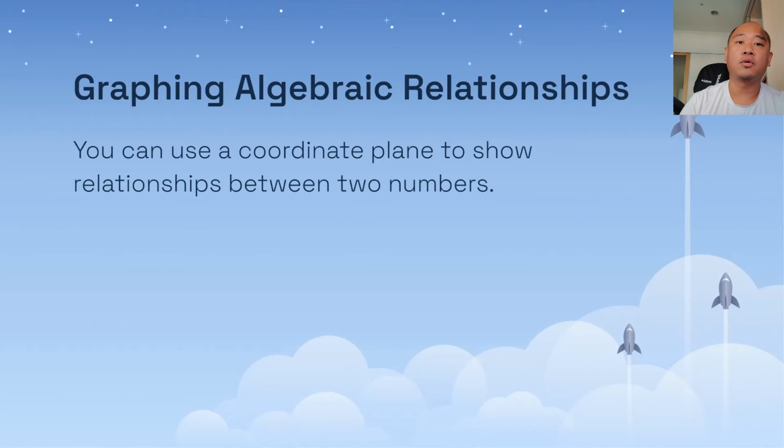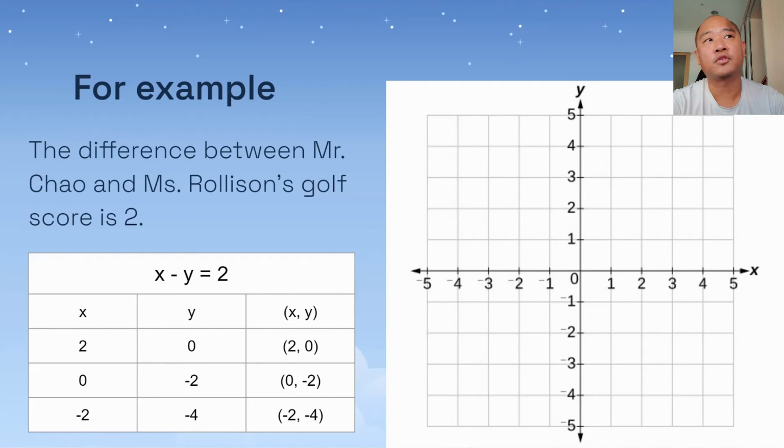You can also use the coordinate plane to show a relationship between two numbers. Basically a rule. You can use a coordinate plane to graphically or visually show the relationship. For example, the difference between Mr. Chow and Miss Rollison's golf score is 2.